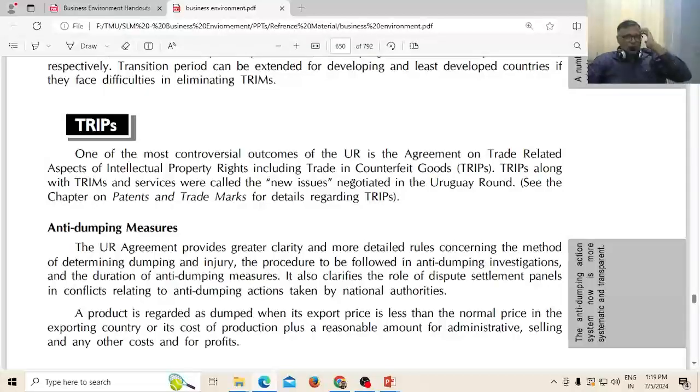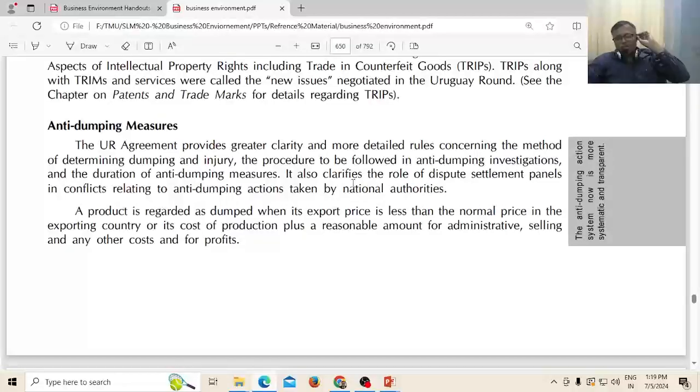Uruguay Round. Anti-dumping measures. The UR agreement provides greater clarity and more clarification of the rules concerning the method of determining dumping, the procedure to be followed in anti-dumping investigations and the duration of anti-dumping measures. It also clarifies the role of dispute settlement panels in conflicts relating to anti-dumping action by national authorities. Thus, a product is regarded as dumped when you export it at prices less than the normal price in the exporting country.